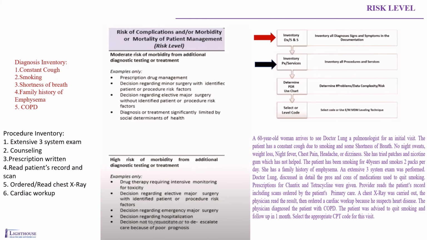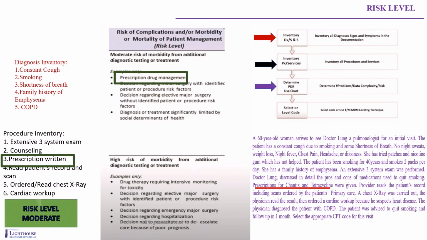And now we are going to move on to our final element, which is going to be the risk. Alright, what do you think the risk is going to be here? Well, if you look under procedures and service inventory, it looks like there was a prescription written. If you see under moderate risk, you will find prescription drug management falls under that. So we can use the prescription to figure out the risk level. That would fall under moderate. Okay, looks like we have a moderate risk level.